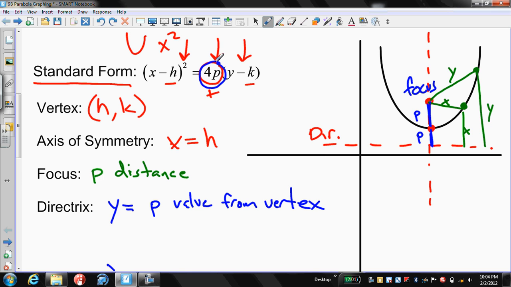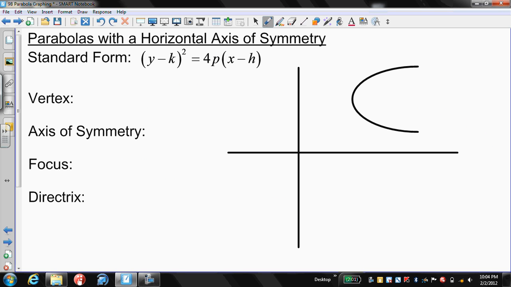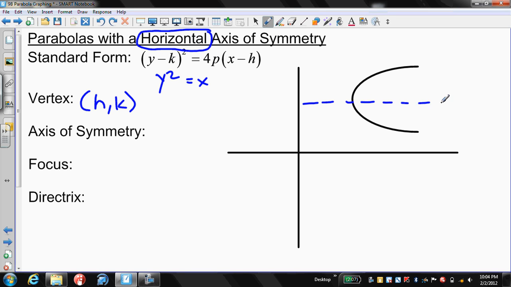So let's go ahead and take a look here at the horizontal version. Now notice here we have a y squared. So now we're talking about a horizontal type of parabola. And notice the x value is to the single degree. So when we see y squared is equal to x, that tells us horizontal going to the right. So the vertex once again is h comma k. The axis of symmetry now, notice, goes horizontal. So it's going to be y equals whatever the k value is.